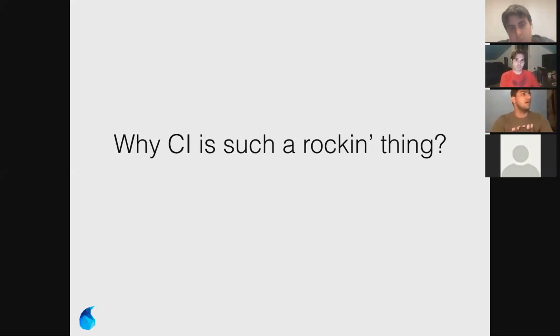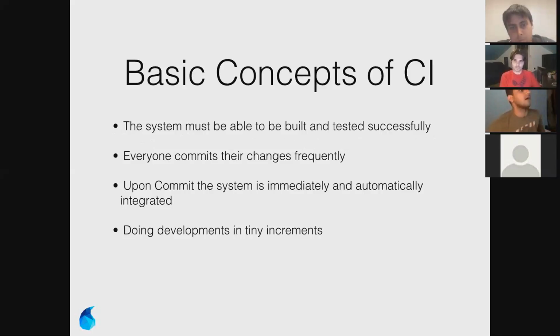All right, so the basic concepts of CI. These are some of the core concepts that are out there: the system must be able to be built and tested. And one of the really important ones is that everyone should commit their changes frequently. If you do that, then really early in the process you find out whether the commit you made has any problems or not. Upon commit, the system is immediately and automatically integrated, and the magic is that it's all automatic. The whole practice is about doing development in time increments, which is good practice.